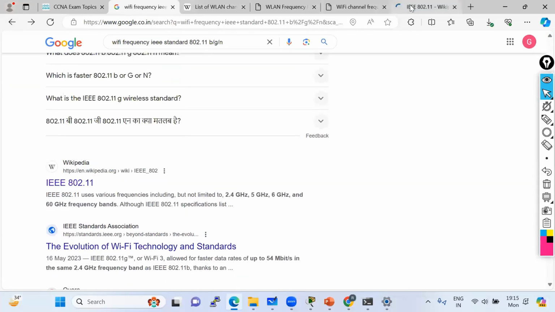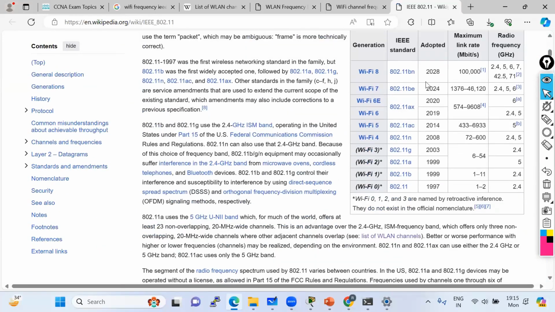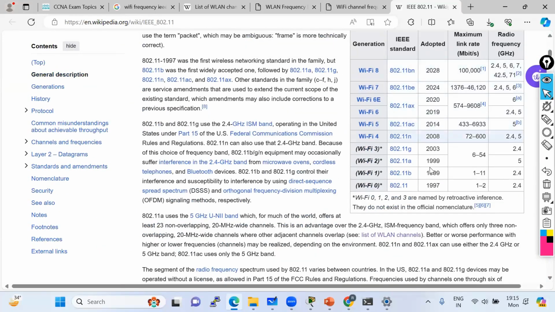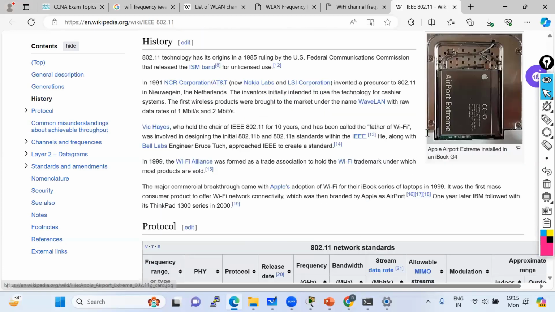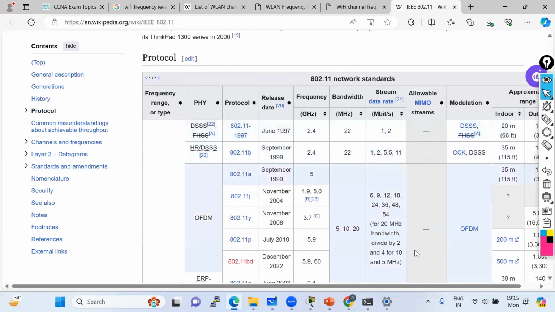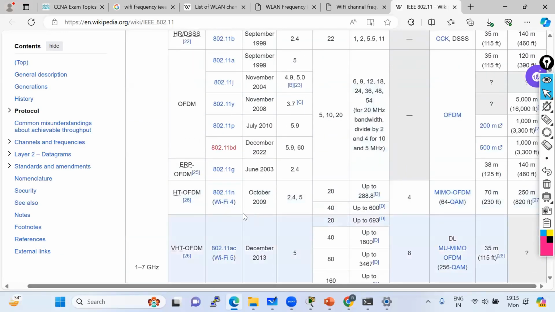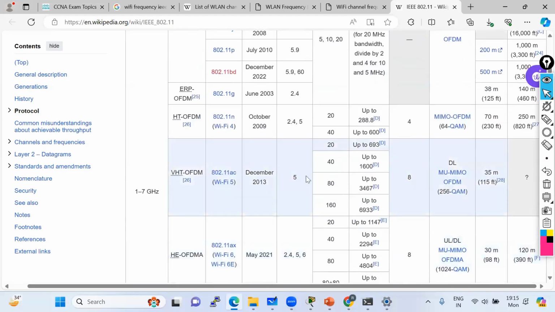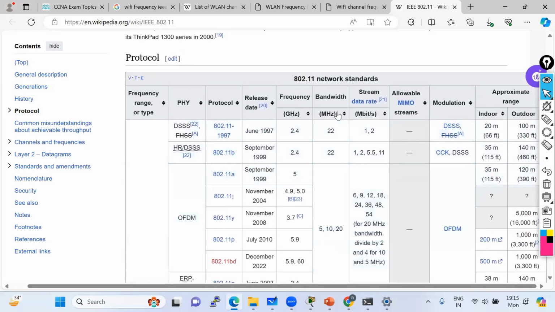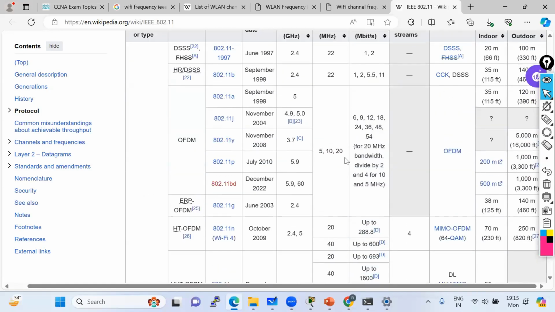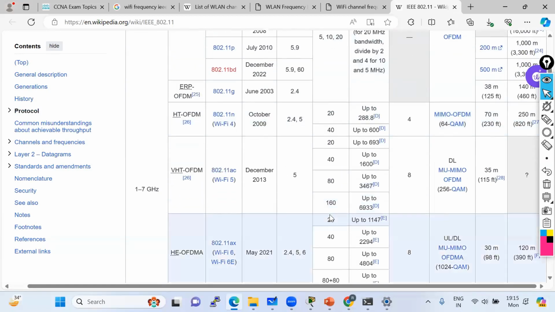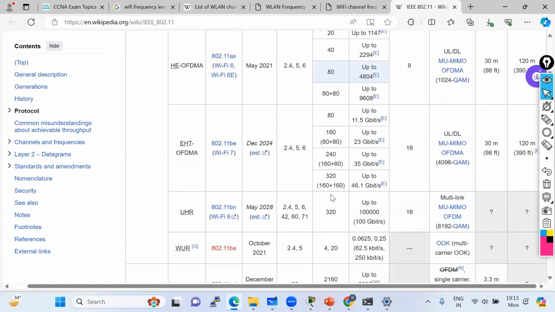Here we can see that, and you can see the adopted speeds. These are the different years when each was adopted. And if you go here, in this band you can see 1997, 2.4 band, 22 MHz bandwidth. These are different, like 5, 10, 20 MHz. But if you go to N, 20, 40 MHz, AC up to 160. That's the bandwidth they are supporting in megahertz. And if you go for the AX, that's even more.